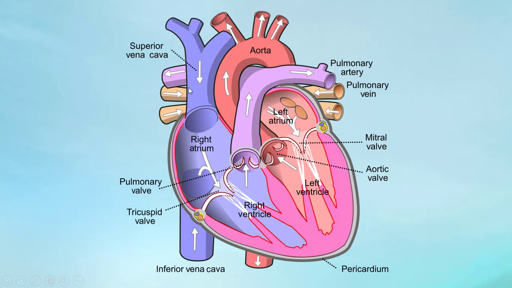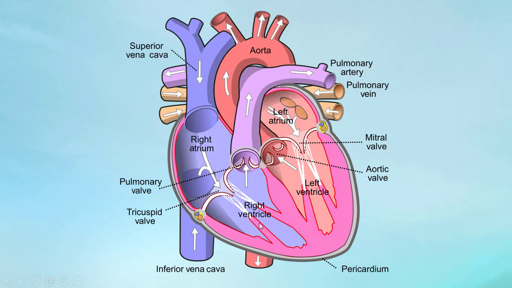This is the superior vena cava. This is the inferior vena cava. Superior vena cava collects deoxygenated blood from the upper part of the body, and inferior vena cava collects deoxygenated blood from the lower part of the body. Both open in the right atrium of the heart. From the right atrium, this deoxygenated blood enters the right ventricle through the tricuspid valve.